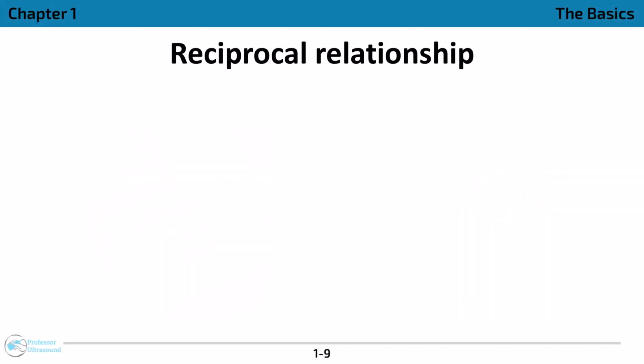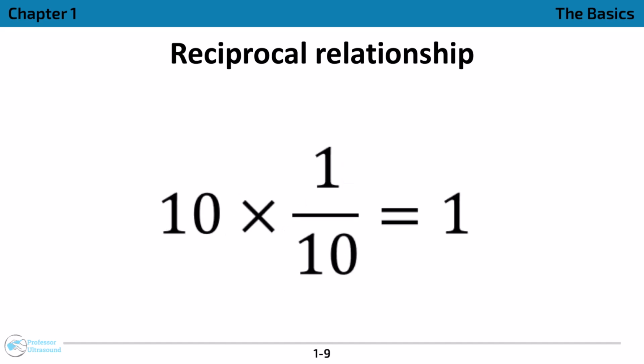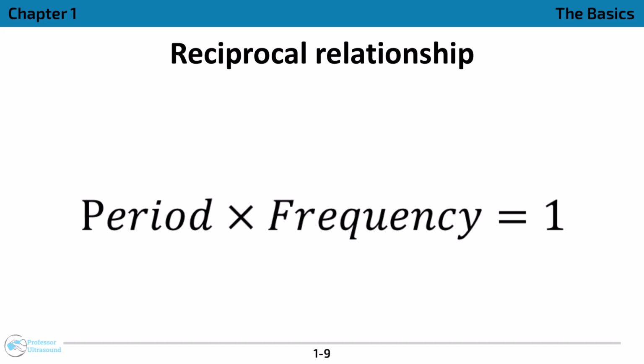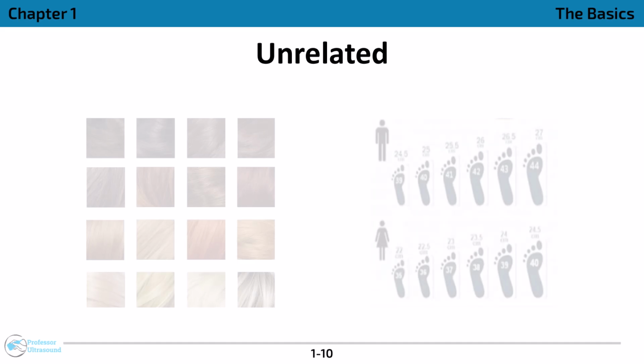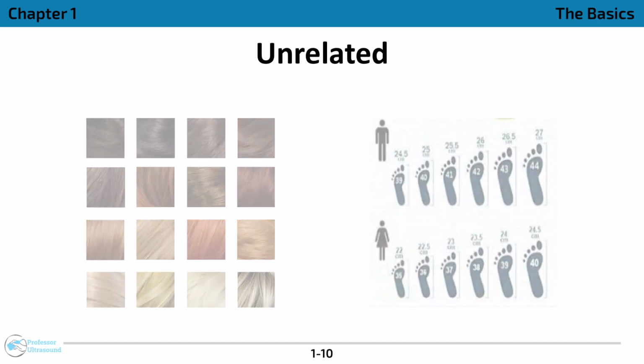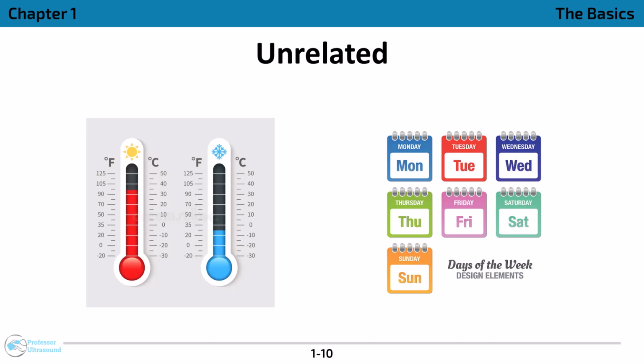There's also a special type of inverse relationship called a reciprocal relationship. In this case, multiplying the two values together always equals 1. For example, 2 and 1/2, 10 and 1/10, and one of the most important reciprocal relationships in ultrasound physics, period and frequency. Sometimes, however, two variables have absolutely nothing to do with each other. We call this unrelated, two things that are not associated. For example, hair color is unrelated to shoe size. Weight is unrelated to day of birth, and temperature is unrelated to day of the week.